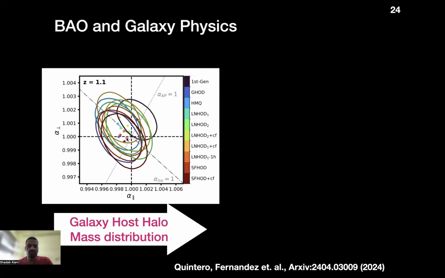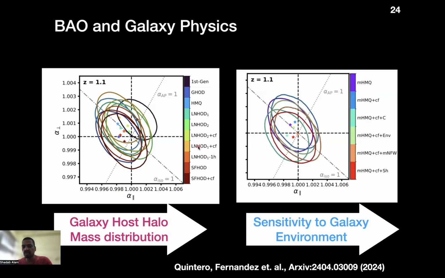If you do the entire BAO analysis, this is what you'll find about the BAO scale, the difference of the BAO scale compared to the true value, which is shown with the black dashed line. All these stars show the scatter in the BAO scale, and this is roughly at the 0.2% level. So you see a 0.2% scatter in BAO purely coming from the fact that we don't understand in detail the host halo mass distributions of these galaxies.